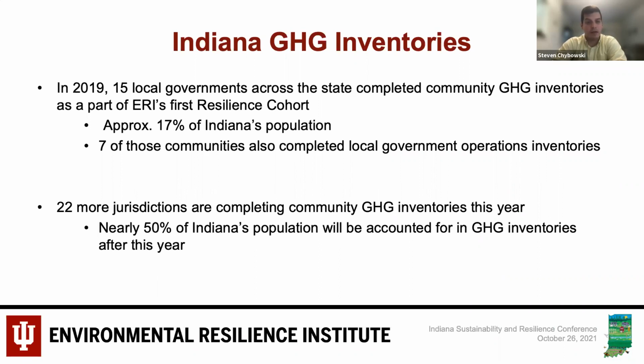7 of those communities also took it upon themselves to complete local government operations inventories and to isolate just what their daily government operations account for. This year, we have 22 more jurisdictions completing greenhouse gas emissions inventories. And at the conclusion of this year, once all those communities are done, nearly 50% of Indiana's population will be accounted for in community-scale greenhouse gas emissions inventories.